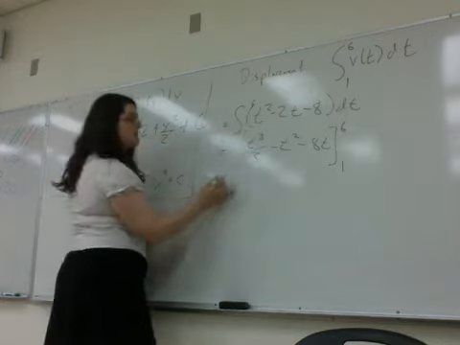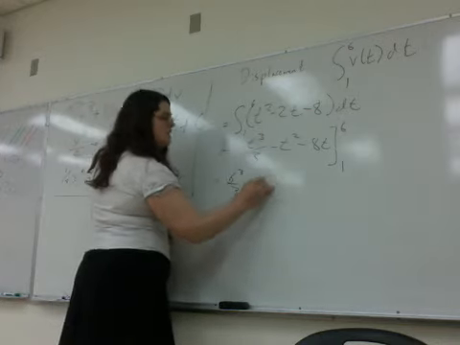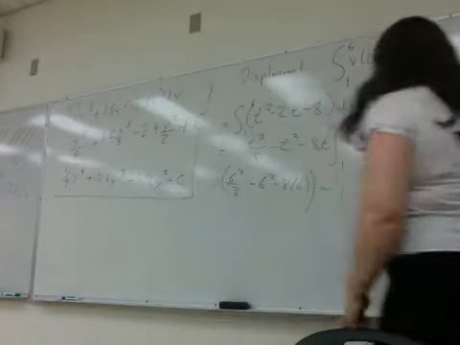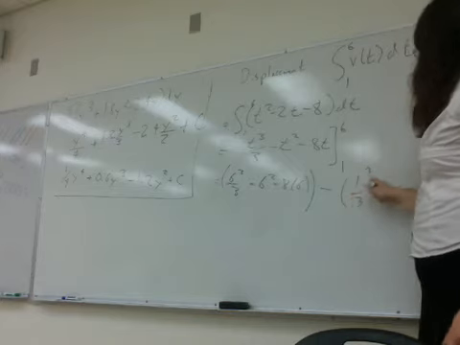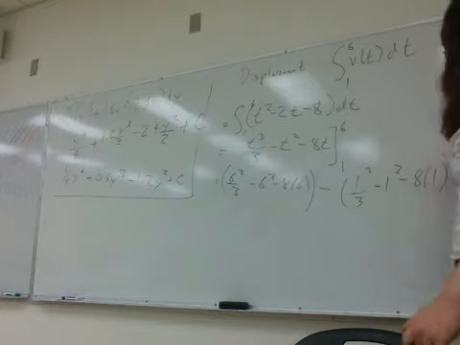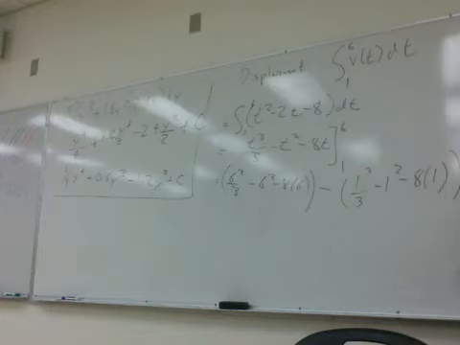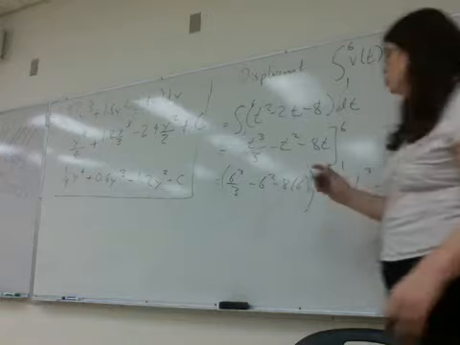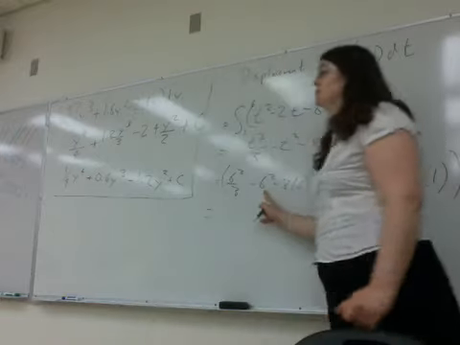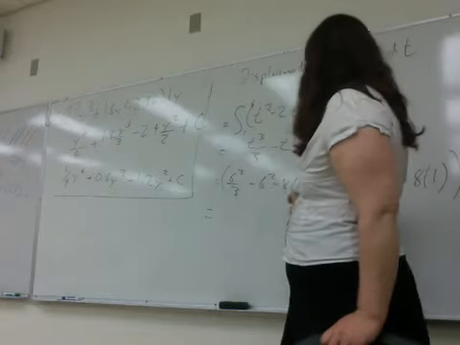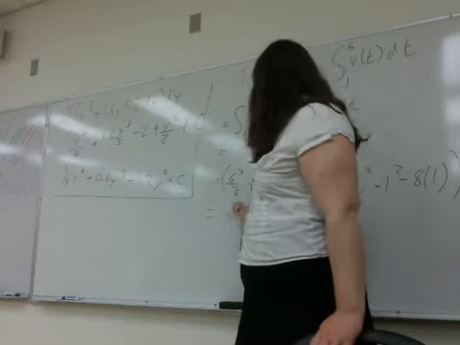Okay, so we've got to plug in 6. We have 6 cubed over 3 minus 6 squared minus 8 times 6. And if we plug in 1, we have 1 cubed over 3 minus 1 squared minus 8 times 1. So 6 cubed, I believe, is 216. Divide that by 3, you get 72. 6 squared is 36, so 72 minus 36 is 36. 8 times 6 is 48. 36 minus 48 is negative 12.